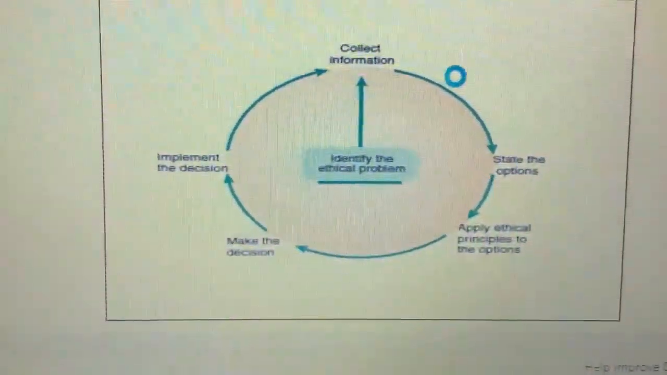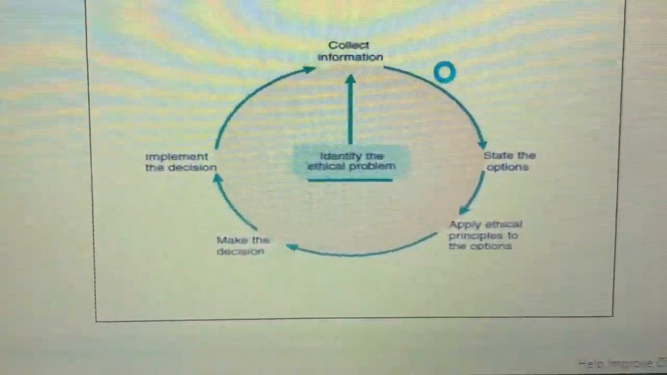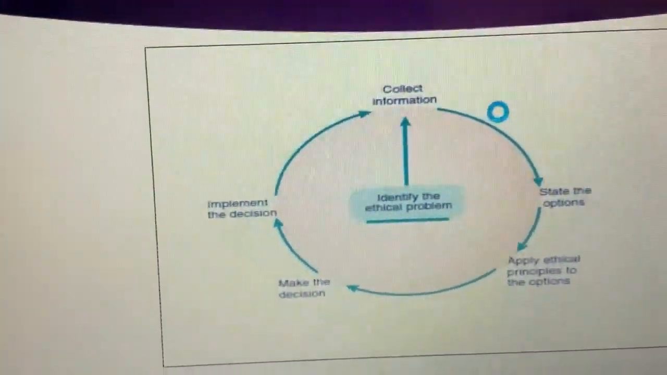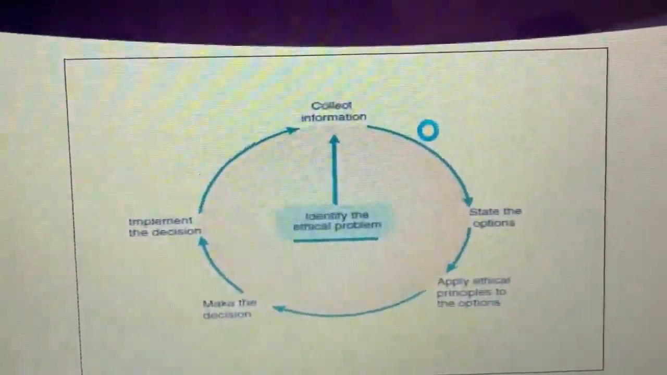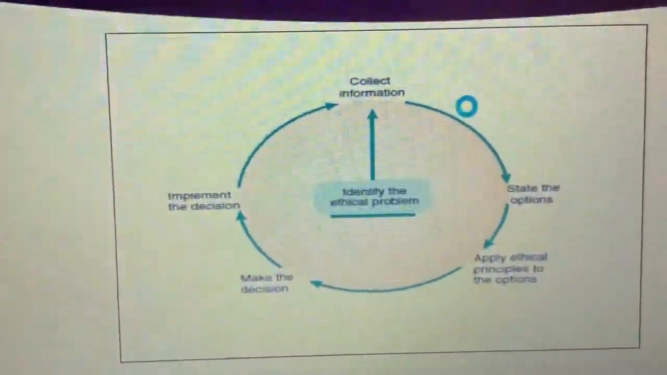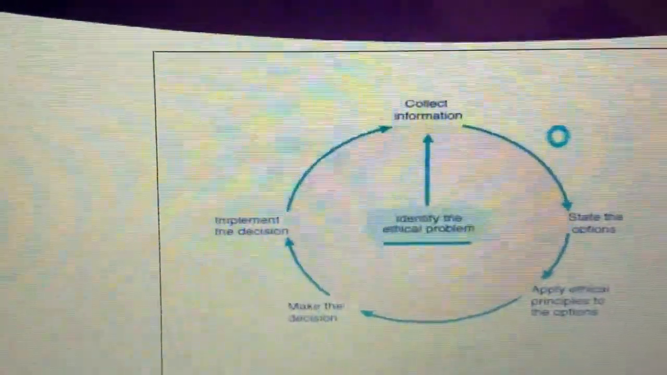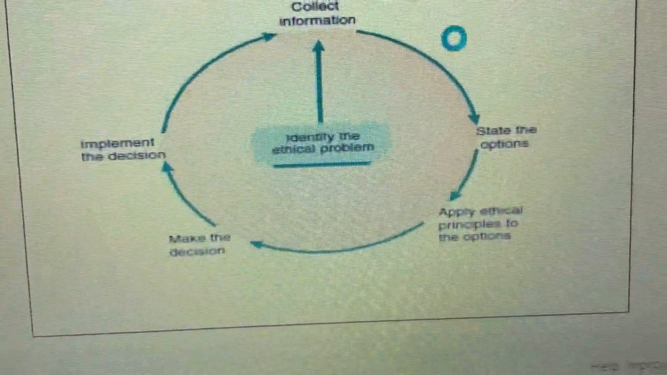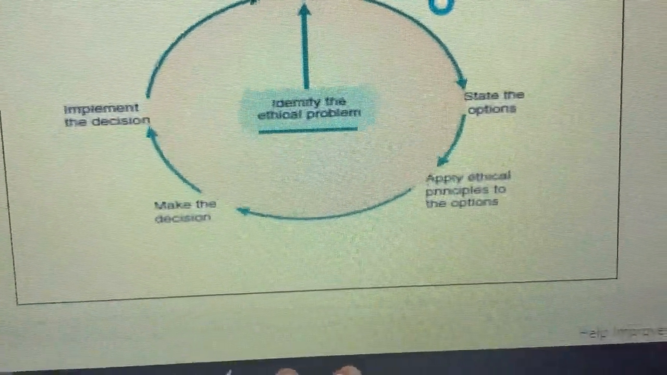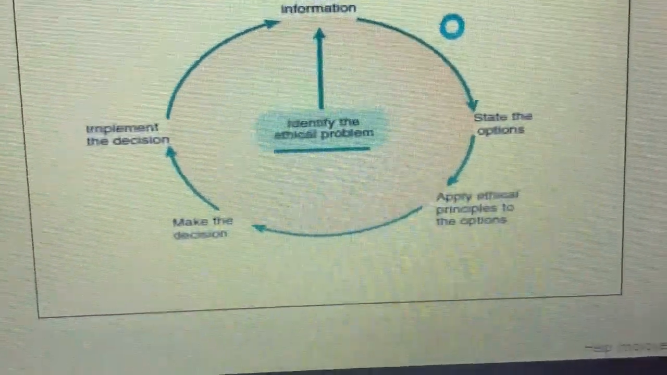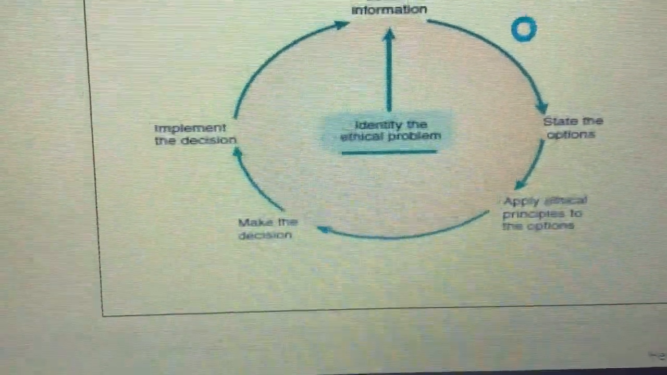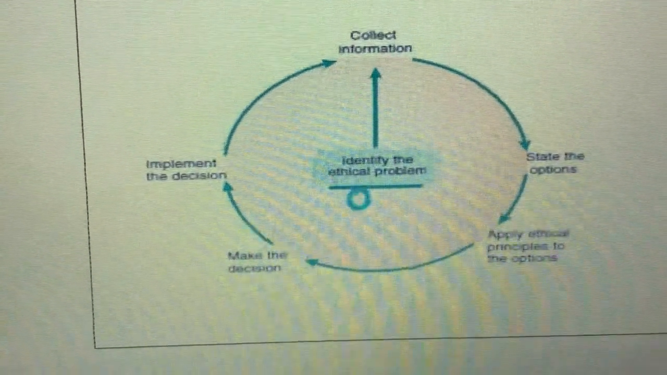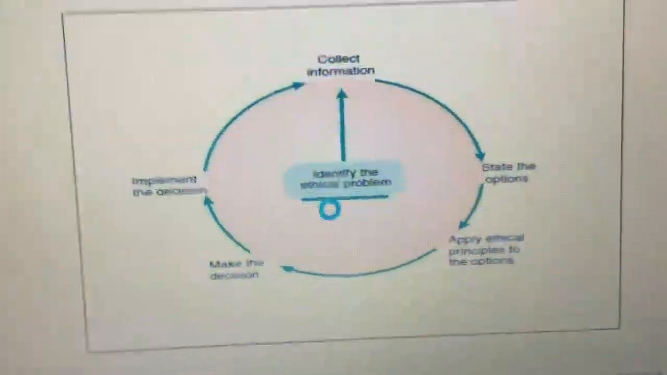I'm starting the discussion of the ethical decision making model, how it is actually developed for any business or organization. It is a unique representation of any business logic. There are 5 steps you can see here: collect information, state the options, apply ethical principles to options, make a decision, and implement the decision. So it identifies the ethical problems.